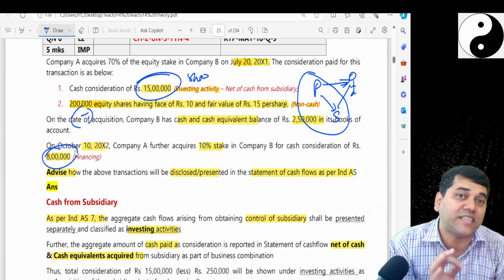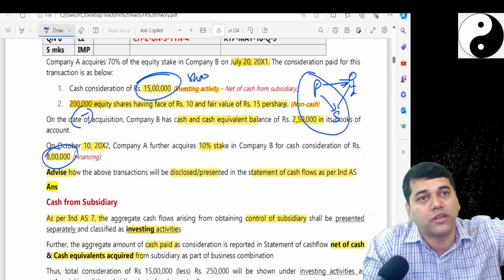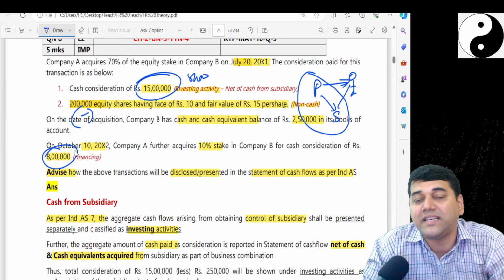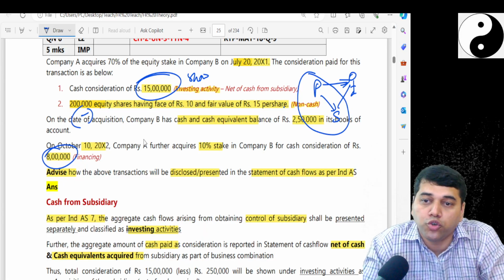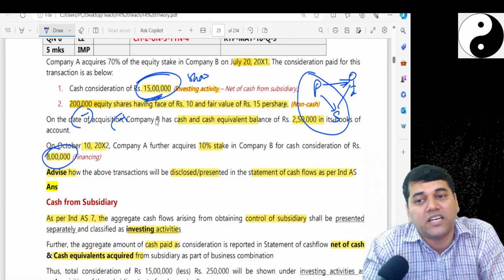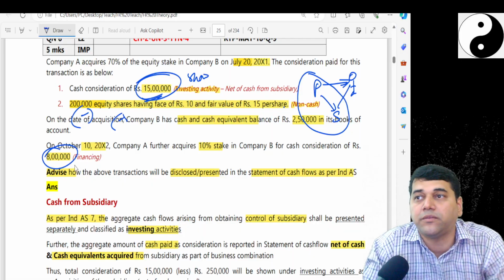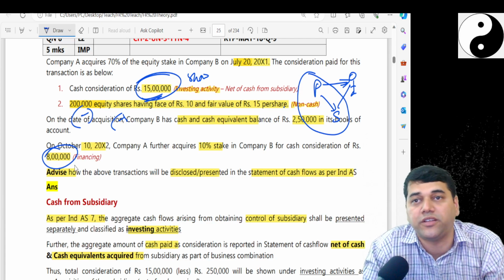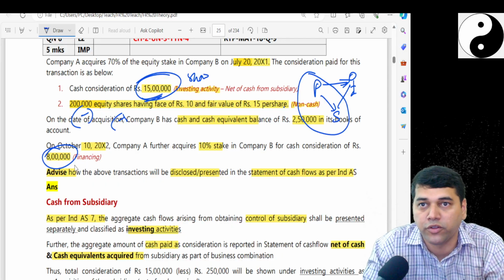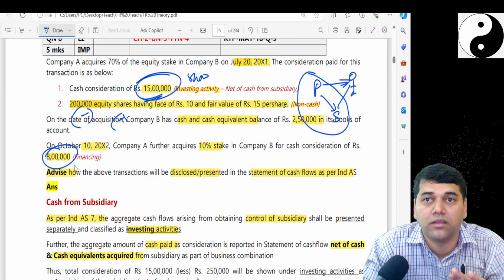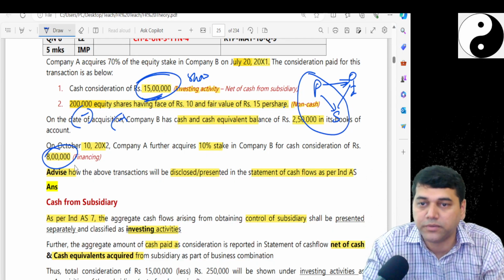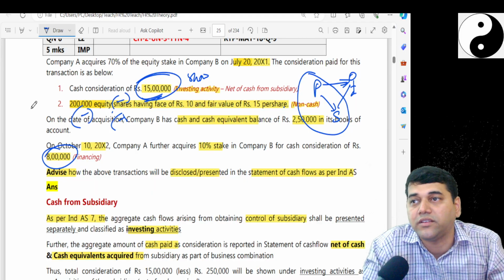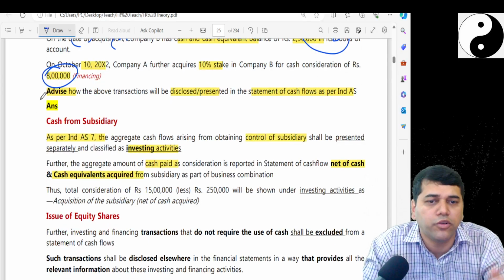That's why Ind AS 7 says, forget Ind AS 103 entries and all you have passed. Ind AS 7 says that when you present cash and cash equivalent, you should show this investment activity net of the cash from the subsidiary. That means in the closing cash balance, don't add the cash from the subsidiary. We will solve problems on that. It's the presentation. The closing cash balance should be deducted from the investment activity. This is what your Ind AS 7 says. Yeah, we'll solve one problem, you will get a better understanding.